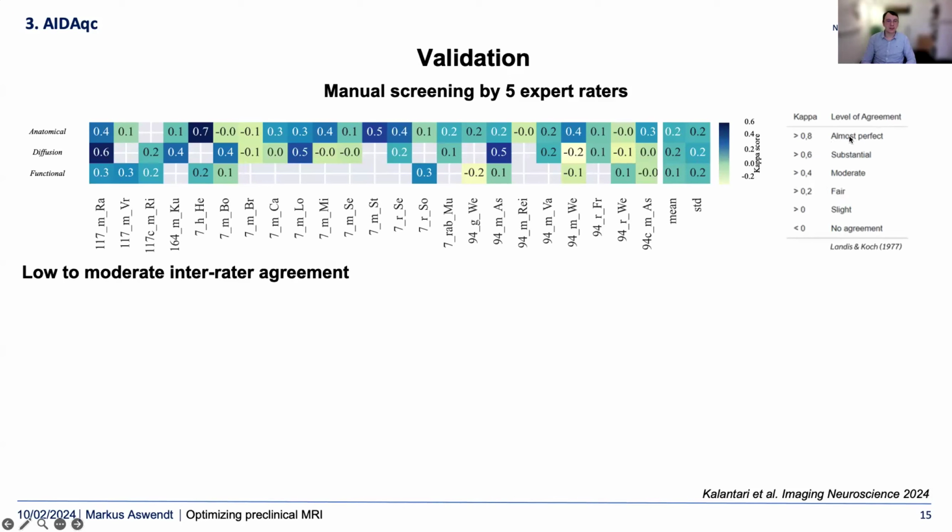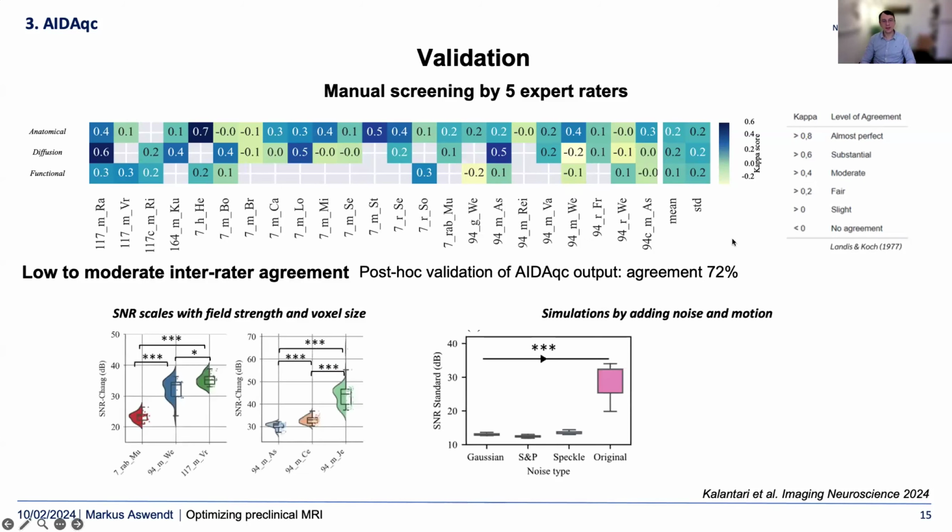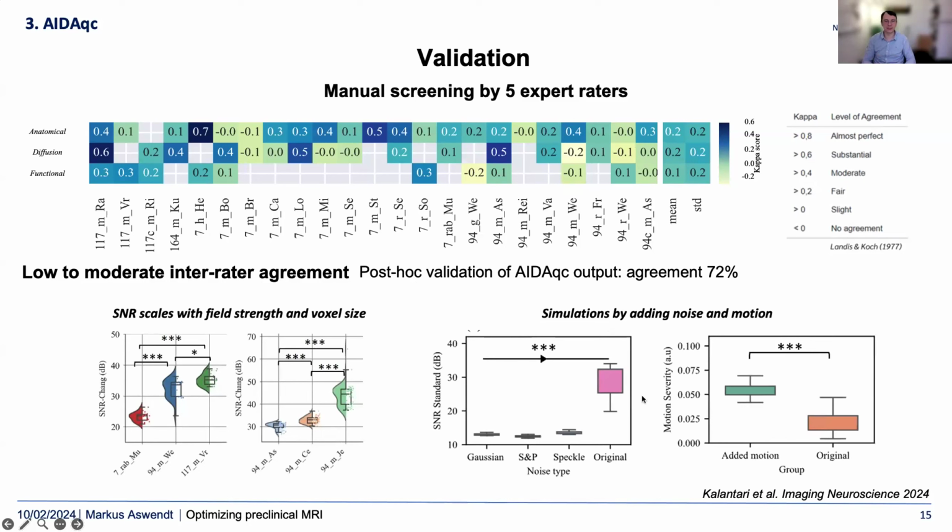We can sum this up. We have a low to moderate inter-rater agreement. So in other words, the experts really had different opinions about what is an outlier and what not. If we then later, in a second step, gave these experts the files pre-sorted by our automated tool, this was much better. The agreement was then 72%. Then we did very simple validations of just checking that the SNR increases with field strength and that we can actually detect this automatically, or other checks, like adding noise or adding motion, where we are also able to detect these data sets which had aberrant noise signals.